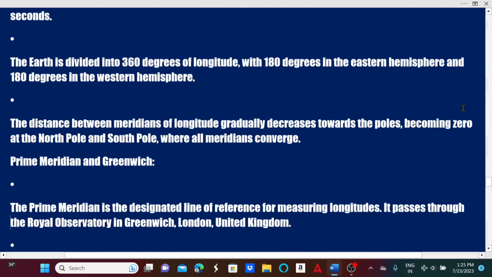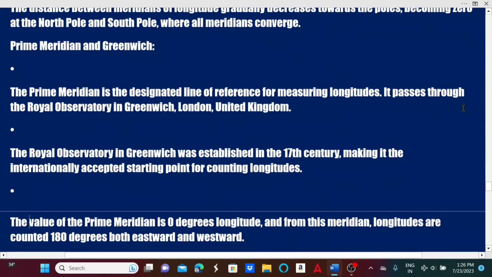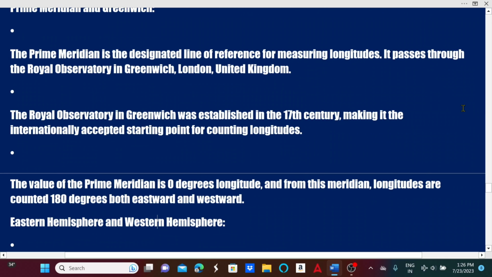It passes through the Royal Observatory in Greenwich in Britain, London, United Kingdom. The Royal Observatory in Greenwich was established in the 17th century, making it the internationally accepted starting point for counting longitudes. The value of the prime meridian is 0 degrees longitude, and from this meridian, longitudes are counted 180 degrees both eastward and westward. Eastern hemisphere and western hemisphere.